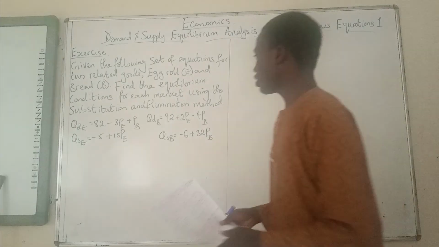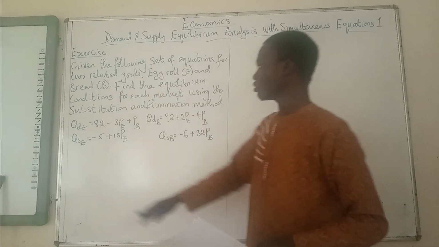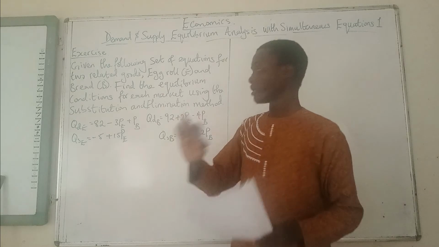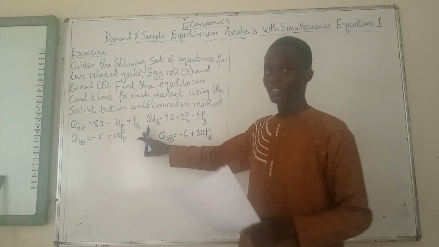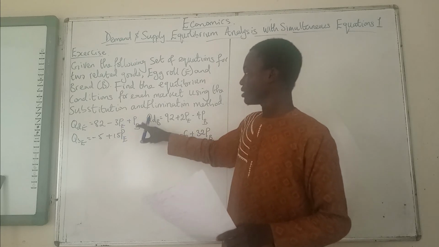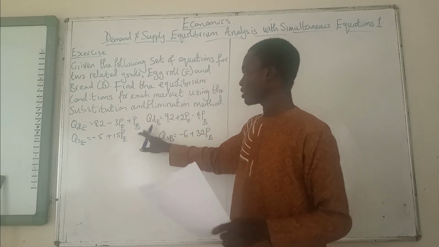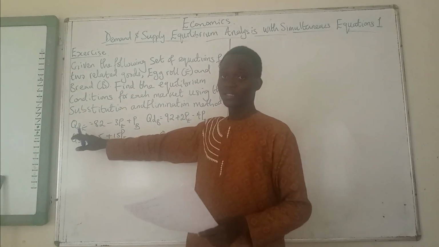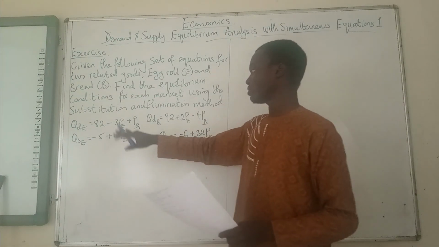All right. Now, we have the demand function for egg roll, which is 82 minus 3PE plus PB. Note that there are two prices, the price of egg roll and the price of bread. That means besides the price of egg roll, the price of a related good, which is bread, also has an impact on the demand for egg roll. Not quantity demanded, but the demand for egg roll.